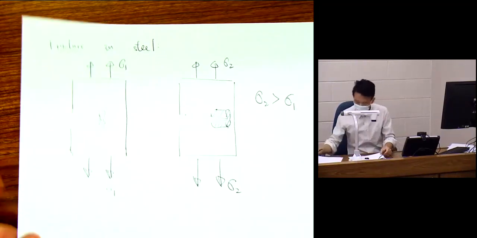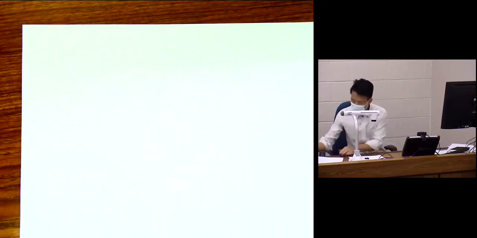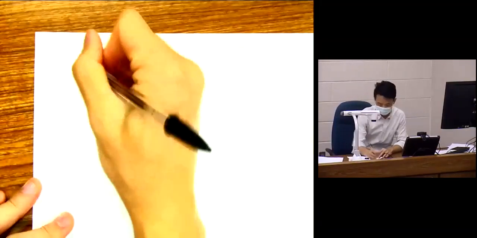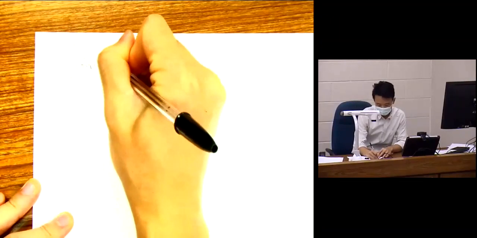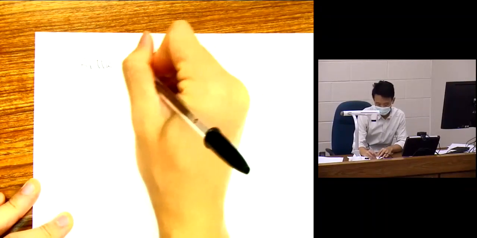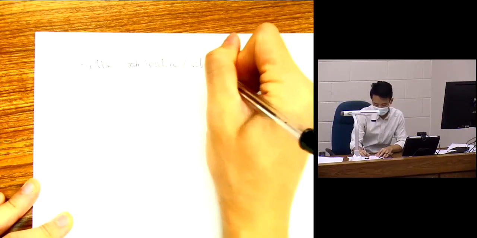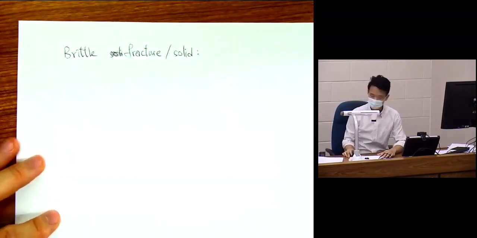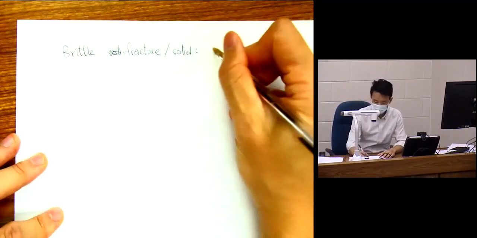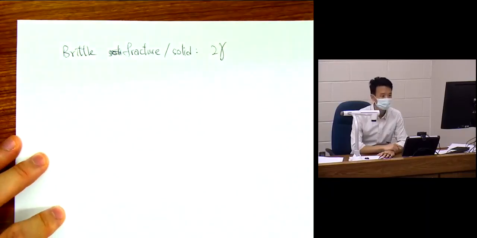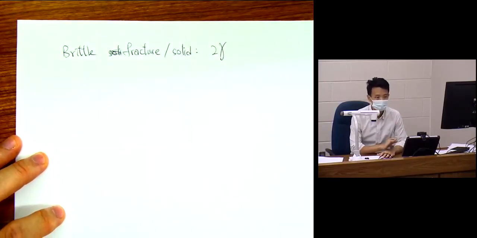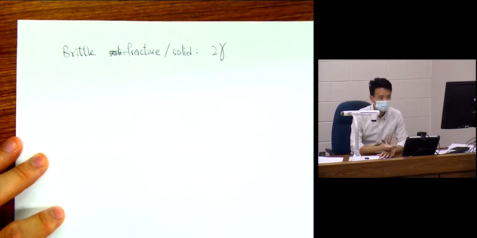Now, we distinguish between brittle solids, or brittle fracture. The only resistance to fracture is surface energy, so 2 gamma, right? Whenever you make a crack advance, two new fresh surfaces are created, and gamma is energy per unit area, so it's 2 gamma, okay?